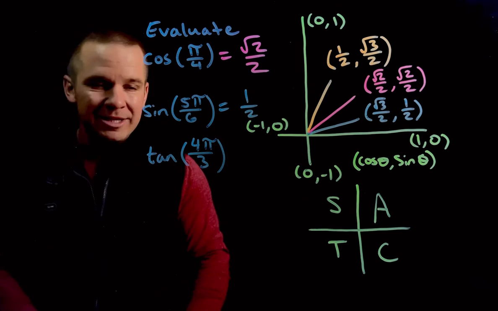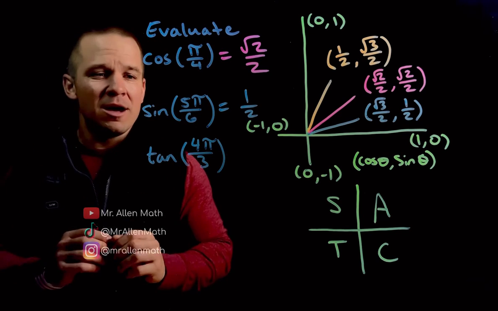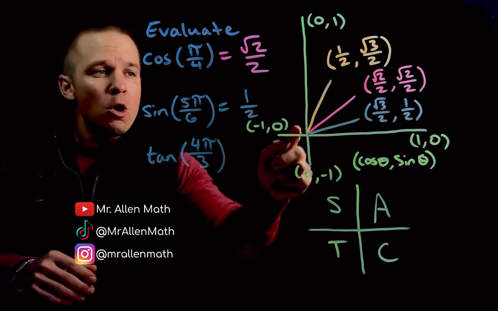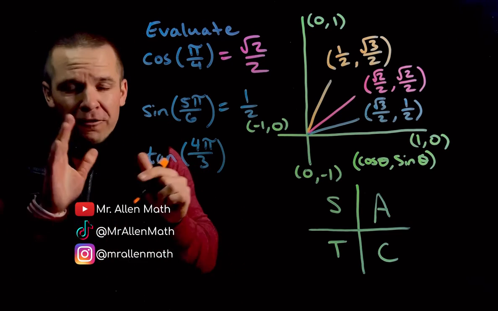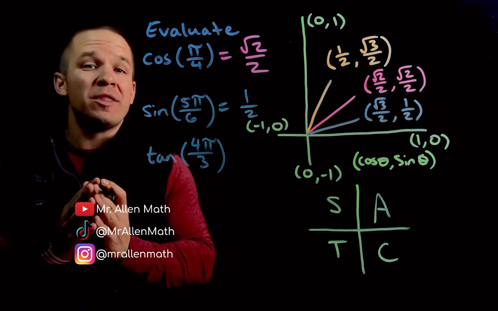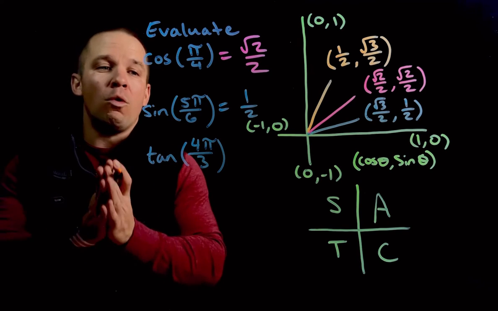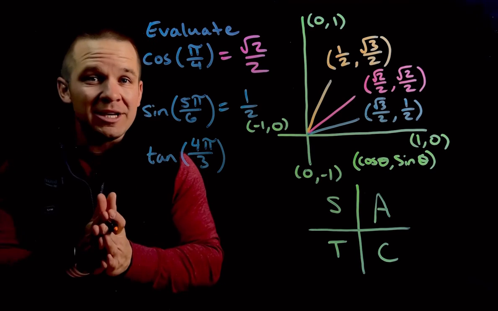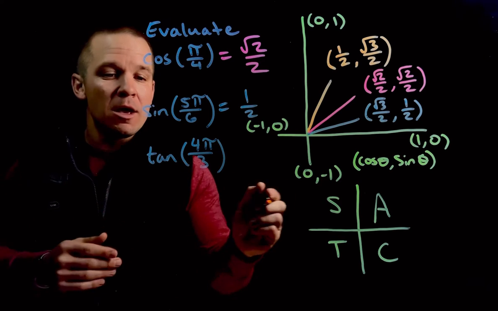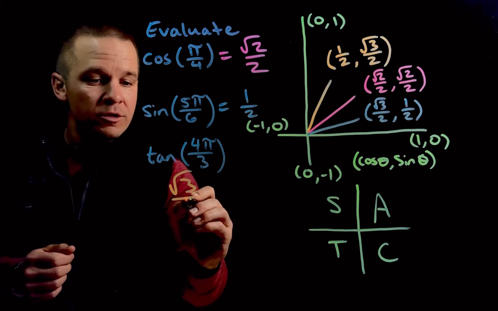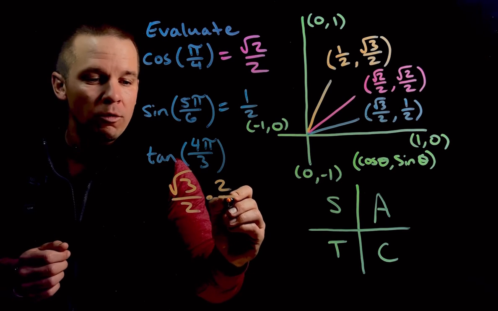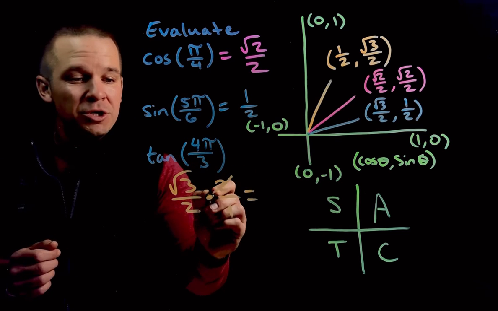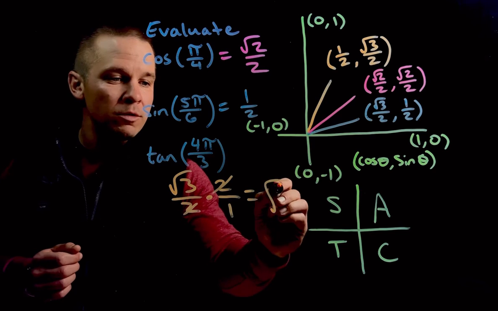All right, next one, tangent. Tangent's always a little crazy. This is 4 pi over 3, which is my third reference right here in orange. So first off, let's just go ahead and evaluate this one. Then we'll decide if it's positive or negative. So tangent is y divided by x, meaning we would have root 3 over 2 divided by 1/2, or we could say multiplied by 2 over 1. So here I'm going to get my 2's to cancel, and I'm left with the square root of 3.